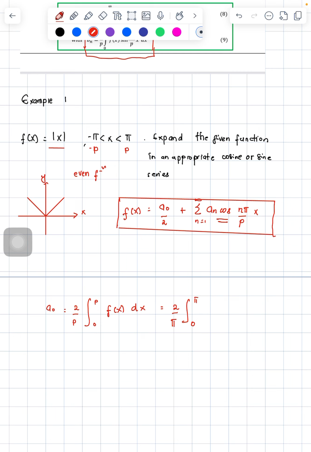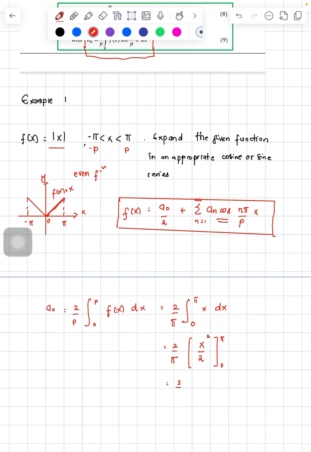Since from 0 to pi, here 0, here pi, and here negative pi. From 0 to pi here, the function is f(x) equals x. So x dx. Okay, so we can integrate. 2 over pi, integrate x, we get x squared over 2, with limits 0 and pi.